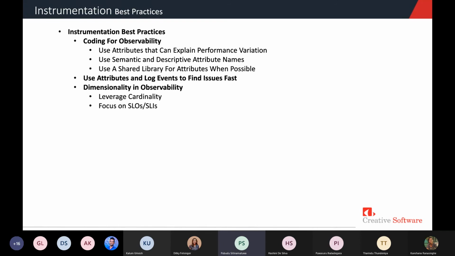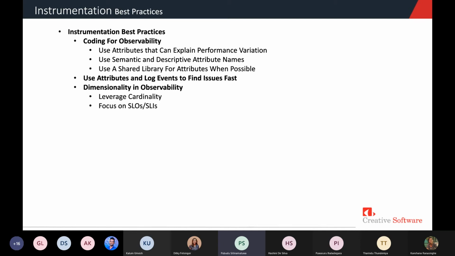So it's to prevent two teams from naming two different things with the same name in the attributes. So it should be semantic. And also they recommend that we should use a shared library for attributes because there will be a set of default attributes that you can choose from to instrument your code.